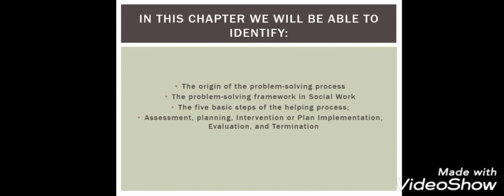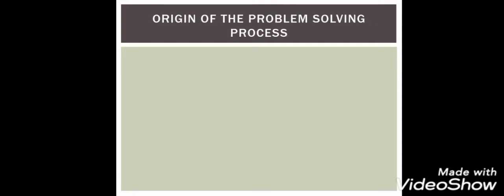And in this chapter, we will be able to identify first the origin of the problem-solving process, the problem-solving framework in social work, and the 5 basic steps of the helping process. And as mentioned earlier, the origin of the problem-solving process will be identified. Hence, for the next report, we will get to know the things that influence and made the problem-solving process possible.